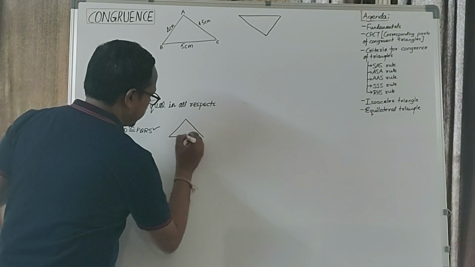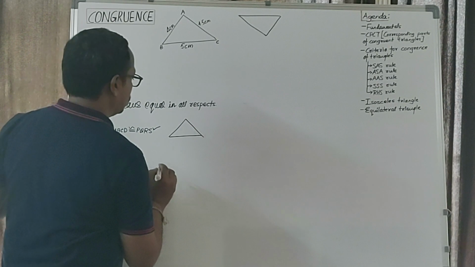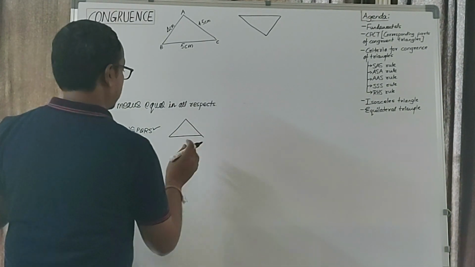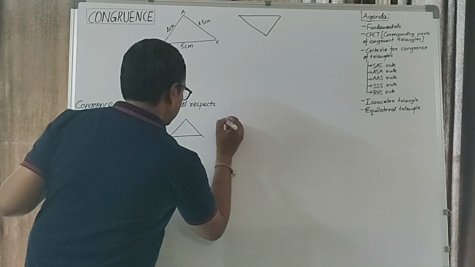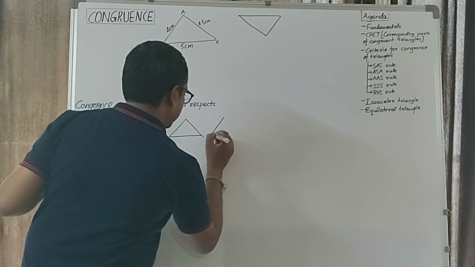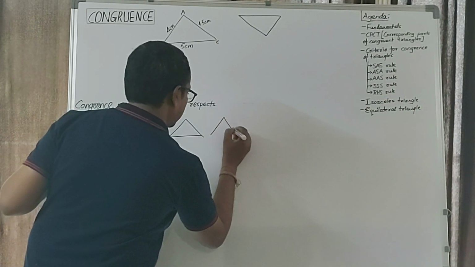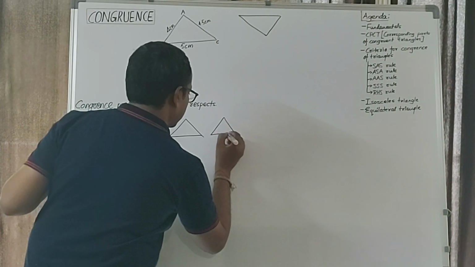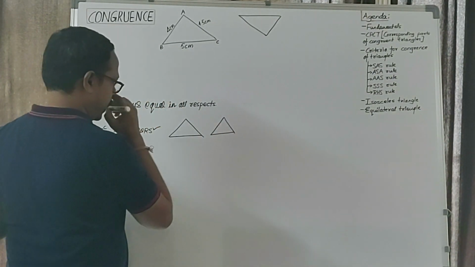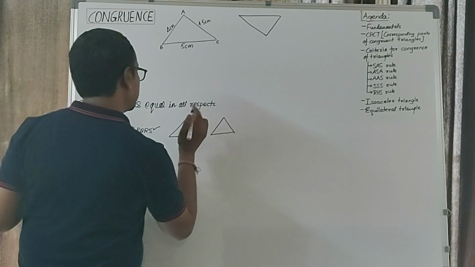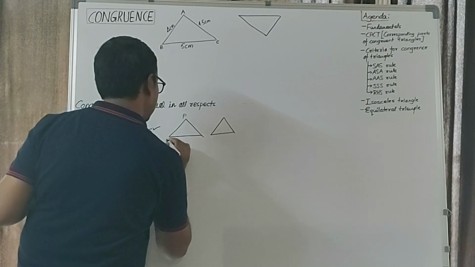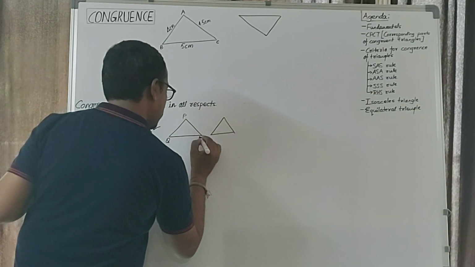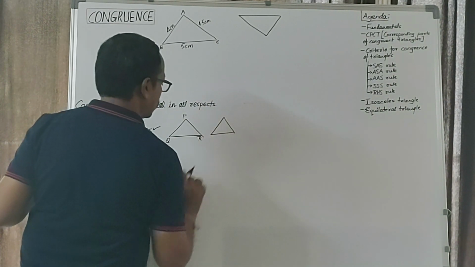I draw a small diagram. Okay, so they are almost equal. So let's write it as PQR.